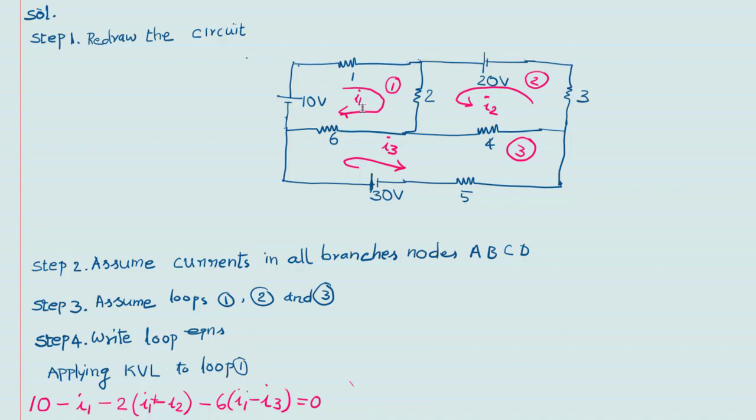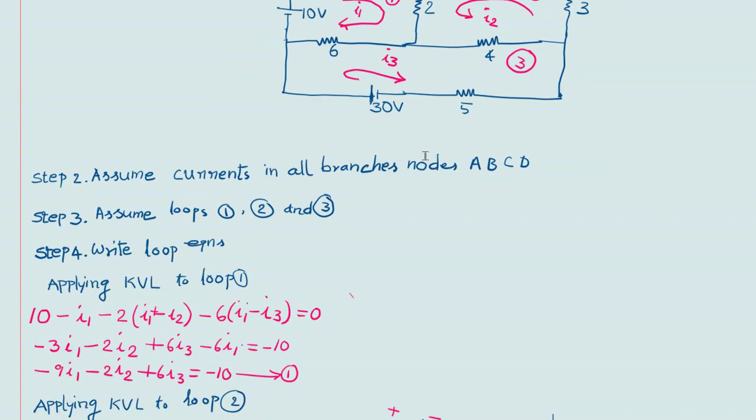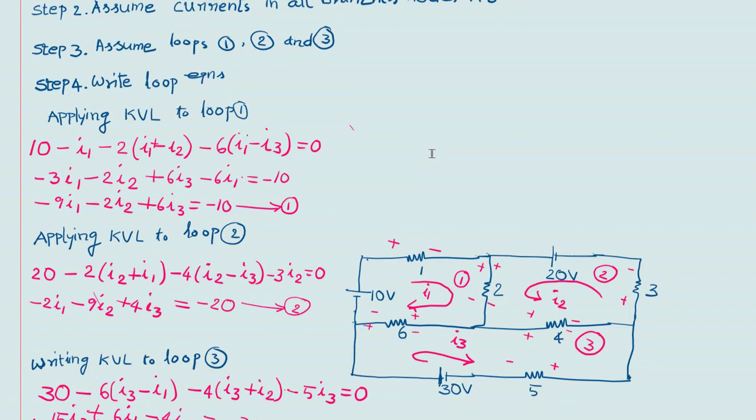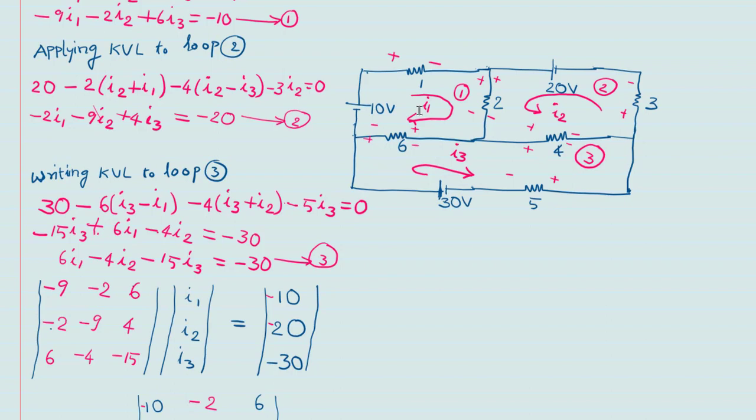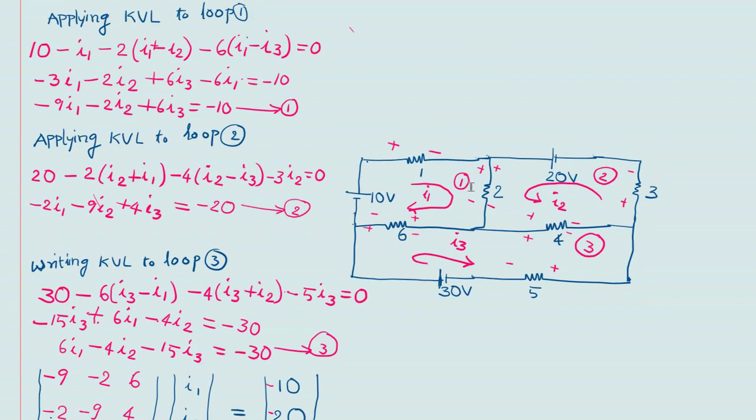Look at this. This is the first loop, this is the second loop, this is the third loop. We assume the loop 1 current is I1, circulating in the clockwise direction. Similarly, the loop 2 current we call I2, circulating in the anti-clockwise direction. The third loop current we assume is I3, circulating in the clockwise direction. After this, we have to assign the polarity for voltages across various elements as per the loop currents.